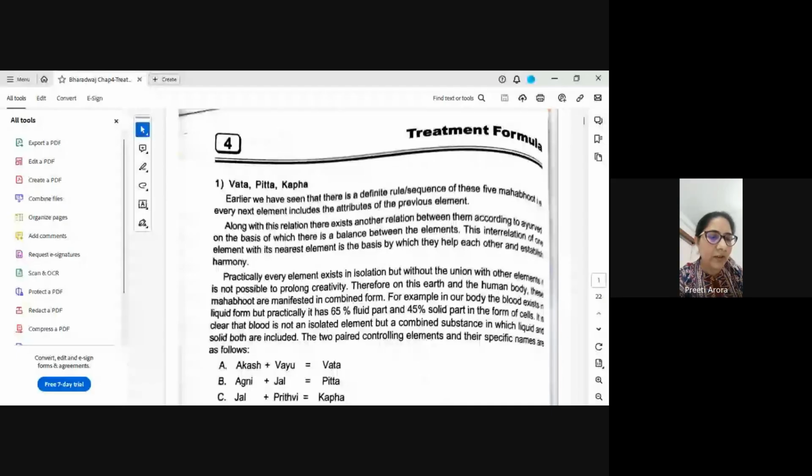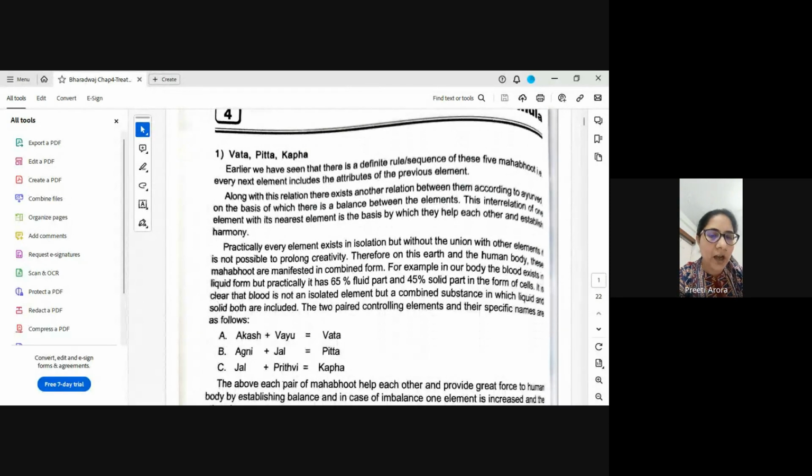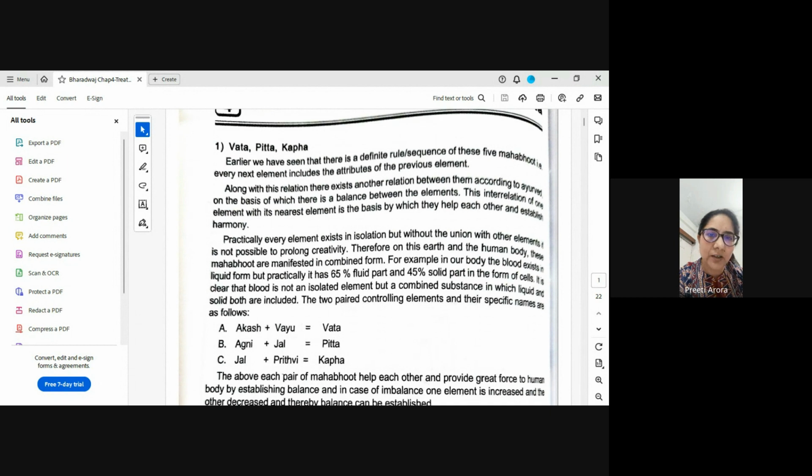And we have already studied in Ayurveda that we have 10 elements and every element has its own energy. So we have the elements Akash, Vayu, Agni, Jal, Prithvi, and the metaphysical elements are Kal, Disha, Man, Atma, and Tam. So we already know about these elements and their 10 energies.